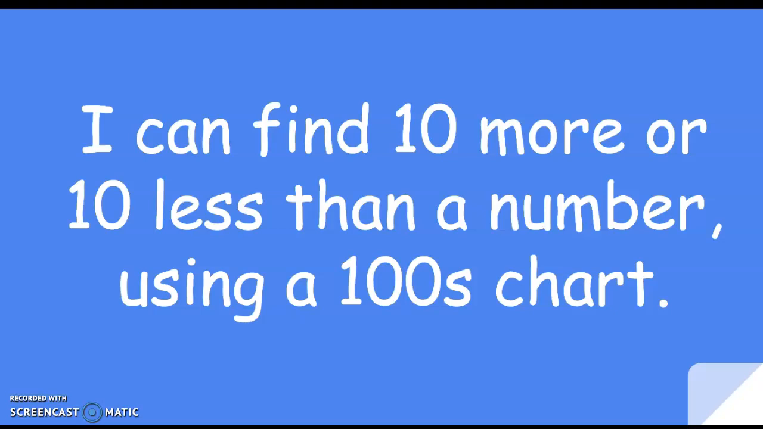I'm going to repeat our I can statement, and I would love for you to repeat it back with me. I can find 10 more or 10 less than a number using a hundreds chart.